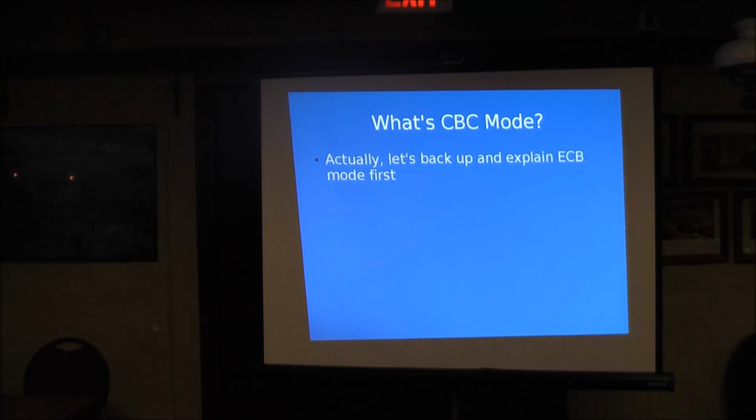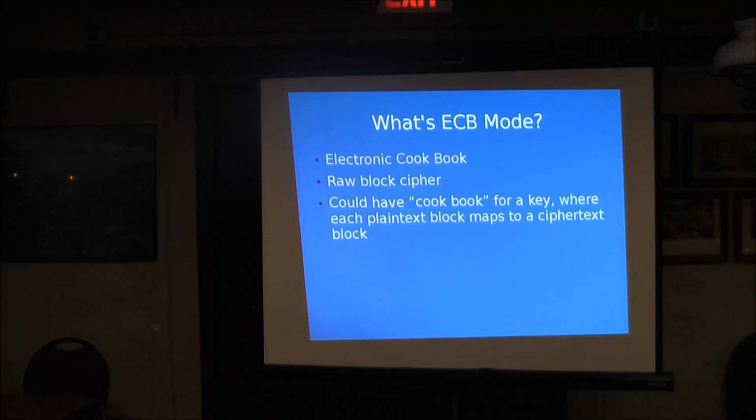But before we go on to CBC mode, we'll back up a bit and explain ECB mode. ECB mode means electronic cookbook. And this comes up because, in theory, if you could take your key, you could generate this giant cookbook where every plaintext block is mapped to a ciphertext block for your given key. So instead of having math happen in between, you have just this big lookup table, and you could do it that way, and it'd all be very fast. There's a problem with this, though.